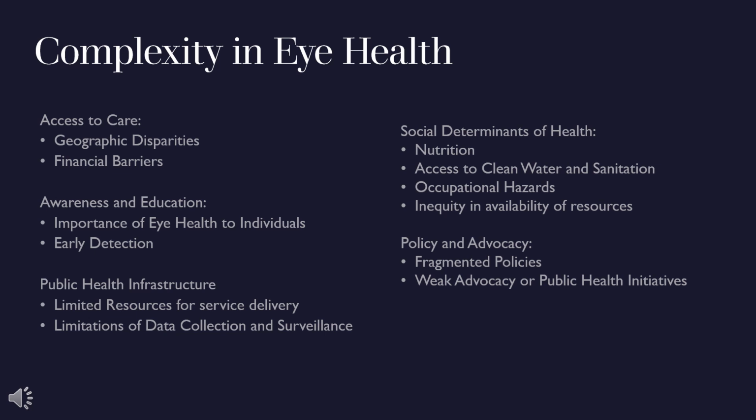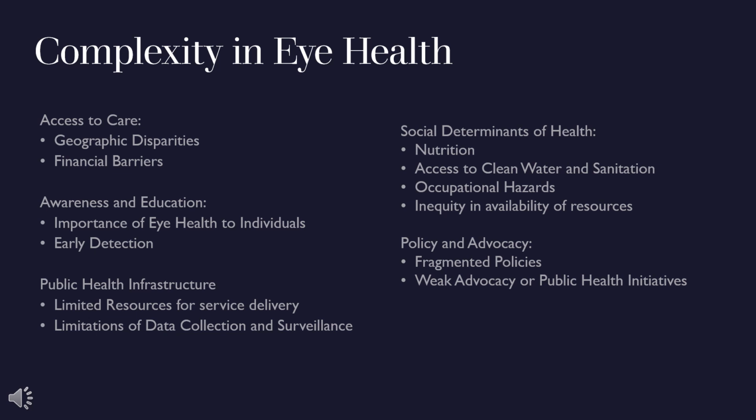A huge one that really comes up in systems change and complexity is social determinants of health. These are overreaching, covering so many aspects, and this could be access to nutrition, clean water, sanitation, and occupational hazards. How much choice and how many resources does a population of people have to protect themselves, and then inequity in the availability of these resources across populations and groups.